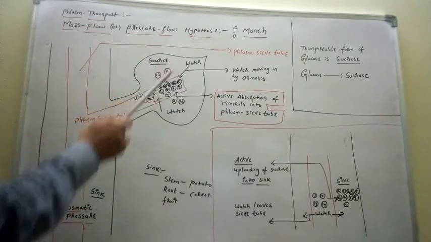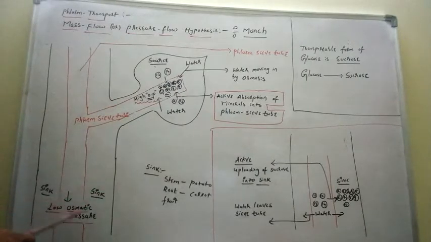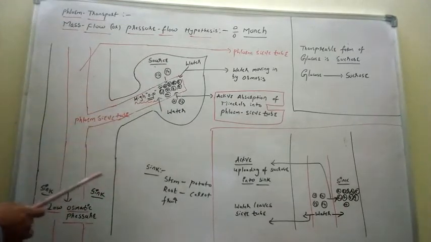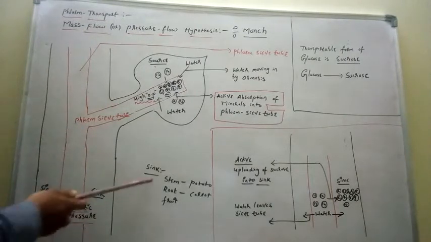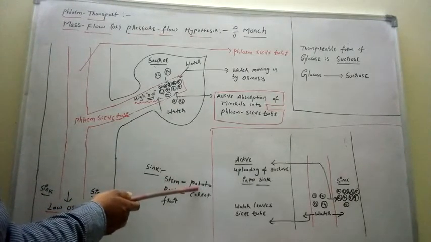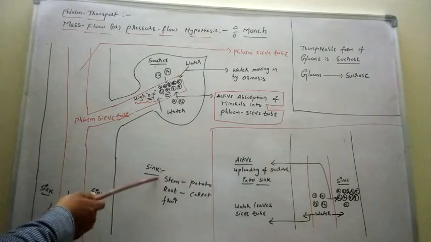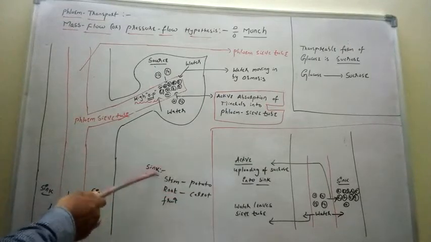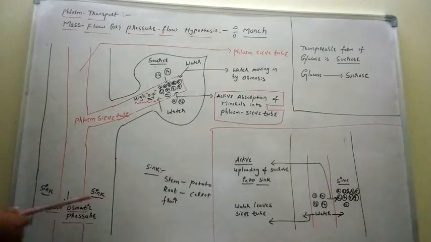S-I-N-K. Sink is the region of the plant body where the food material is deposited, stored, or utilized. So source is the region of the plant body where the food material is prepared. Sink is the region of the plant body where the food material is utilized, deposited or stored. The sink may be the stem. For example, the potato is actually a stem that stores food material. The sink may be the root. The carrot is actually a root that is storing food material. Or the sink may be the fruit also. So the sink may be stem, root or fruit.